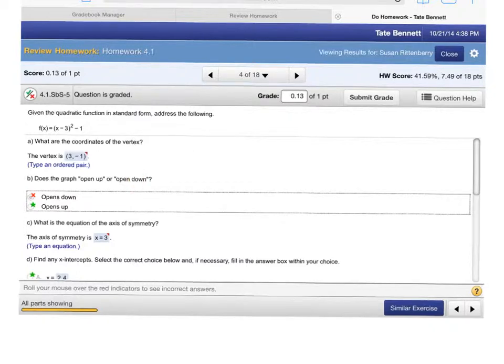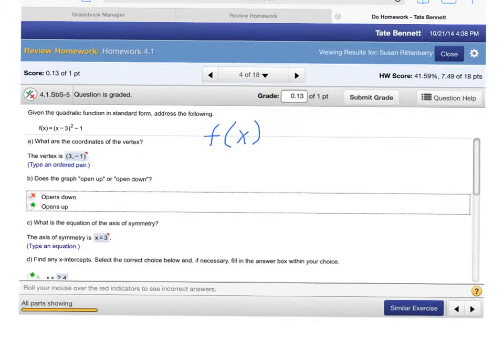Okay, on this particular problem here, it's 4.1, number 4, that I have here. It asked, given the quadratic function in standard form, address the following questions. So here's the equation, and there's quite a list of questions, and I see that you missed several of them. I guess, what's the standard form of a quadratic equation?